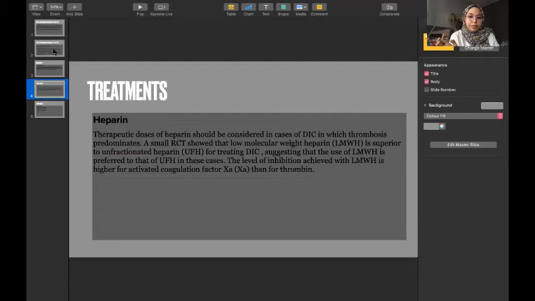Second was the heparin. As we know, therapeutic doses of heparin should be considered in the case of DIC in which thrombosis predominates. A small RCT showed that low molecular weight heparin is superior to unfractionated heparin for treating DIC. As we know, the administration of heparin is not recommended in patients with bleeding or the massive bleeding type of DIC, due to the increased risk of bleeding, although it is strongly recommended in those with the non-symptomatic type of DIC in order to prevent the onset of deep vein thrombosis. These are for the heparin.